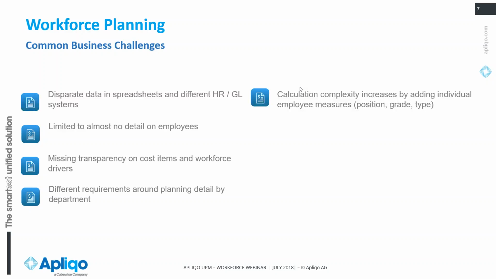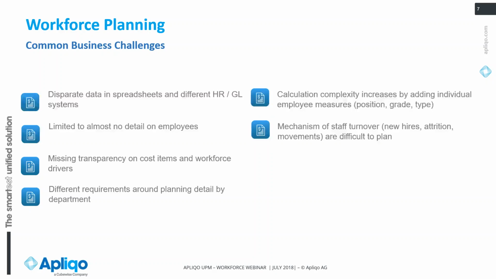The next one is that calculation complexity increases by adding individual employee measures, and it can get quite complex. If you have different kinds of measures, and we see this later in the live demo, position, grade, employee type, all these different kinds of measures, and for each measure you may have different kinds of assumptions. The calculation logic can be quite complex, and you need to have a proper solution and system in place which is able to perform these kinds of calculations.